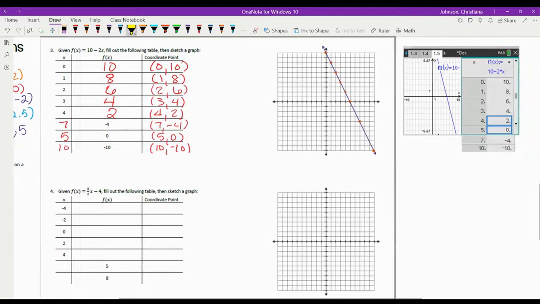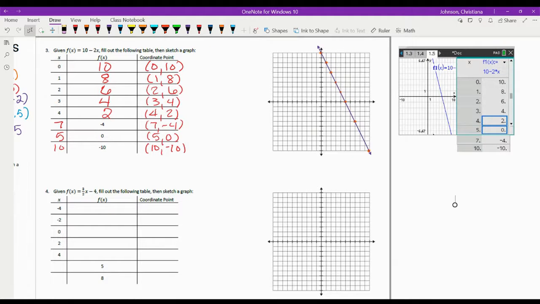And then finally we have, if they give you an equation, you can use your graph, your calculator, to look at the table, and we can fill in the table and then also fill in the graph. Or you can take 0, plug it in for x in 10 minus 2 times 0, which is 10 minus 0, or 10. 10 minus 2 times 1, 10 minus 2, which is 8. And you can fill in your answers by doing some simple mental math.